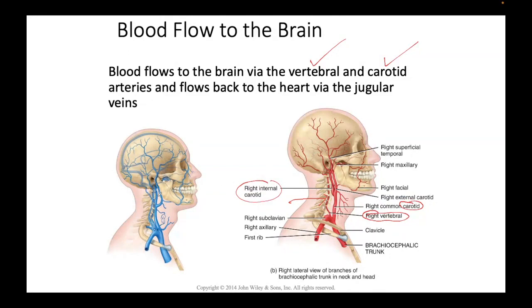What helps drain the brain of deoxygenated blood is going to be the jugular veins. Okay, usually for most blood vessels of the body, if there's an artery, there's a vein. So if there's a vertebral artery, there'll be a vertebral vein. If there's a subclavian artery, there'll be a subclavian vein. If there's an axillary artery, there's an axillary vein. But there is no carotid vein. What would be analogous to that would be the jugulars.